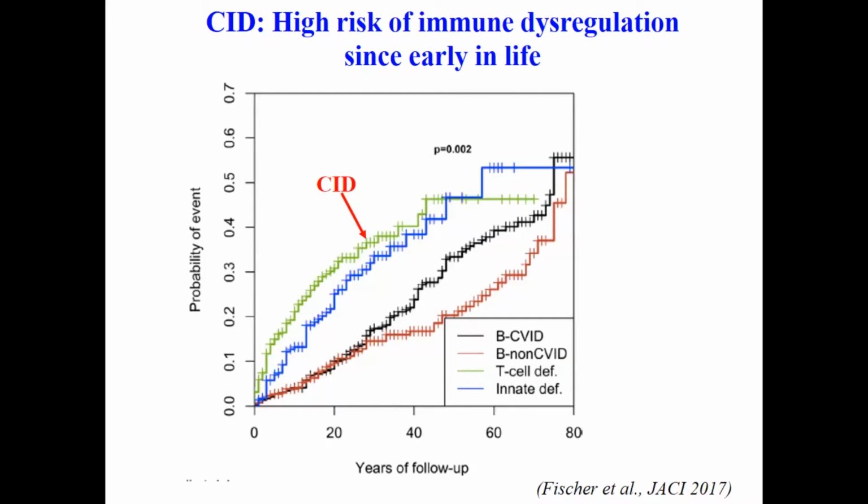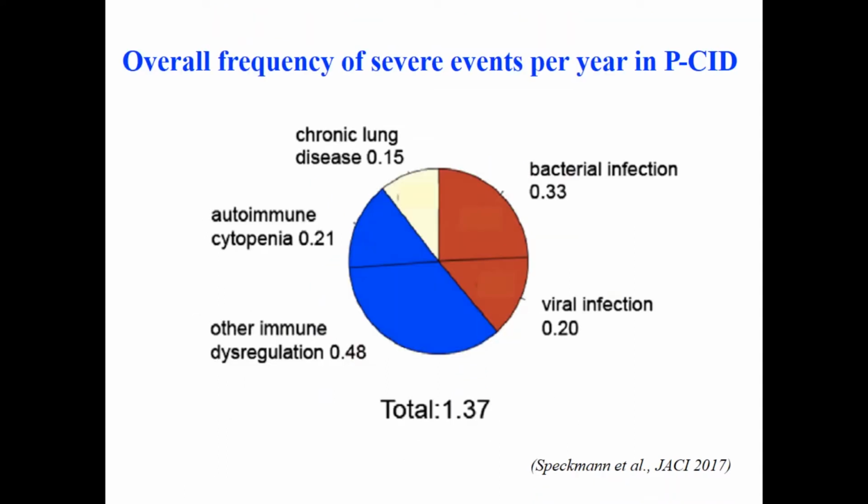Not only that, this immune dysregulation also happens in the first years of life. So by year 20, approximately one third of these patients have already manifested some autoimmunity. So autoimmunity is not a rare complication in combined immunodeficiencies.